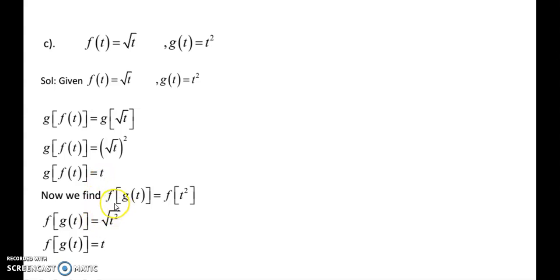Now when you are composing f of g of t, g of t becomes input to this f function. What is g of t? g of t is equal to t square. So f function is under root t. So instead of t, you have replaced it with t square. So when you are taking off the square with the radical sign, you will be left with t.